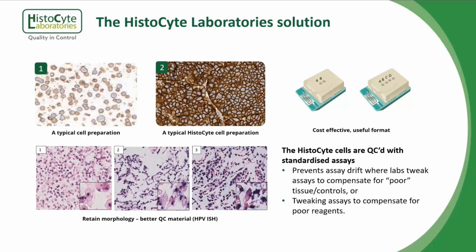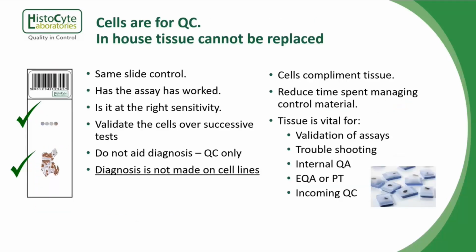However, our controls are making sure that the standard and quality of the assays are maintained and they don't drift. For QC only, I think it's really important to stress the importance of tissue. Really what we're doing by providing these cell lines is reducing the drain on resource in the laboratory, reducing the need to be creating countless tissue blocks. The QC will simply say the assay has worked, and if you're using the semi-quantitative controls, that you've got an assay working at the right sensitivity.